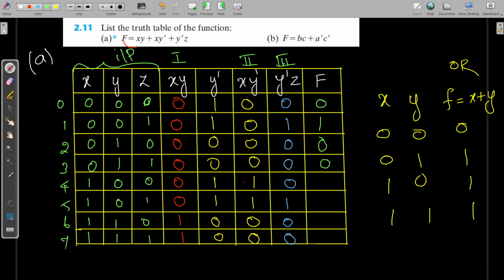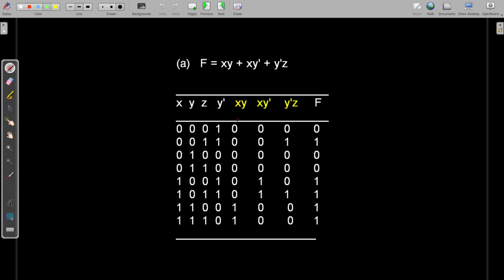Here it is 0. Here it is 1. Here it is 0. So the output is 1. 0 here, then it is 1 here, here also 1, two ones. So we can put a 1. Here 1, it is 0, 0. We have a single 1, so the output is 1. Then 1, 0, 0. So the output is 1. So this is how we list out the truth table. Here you can see it in a typed form.